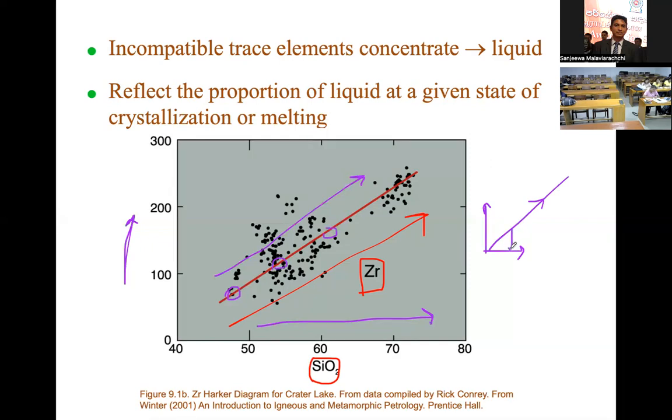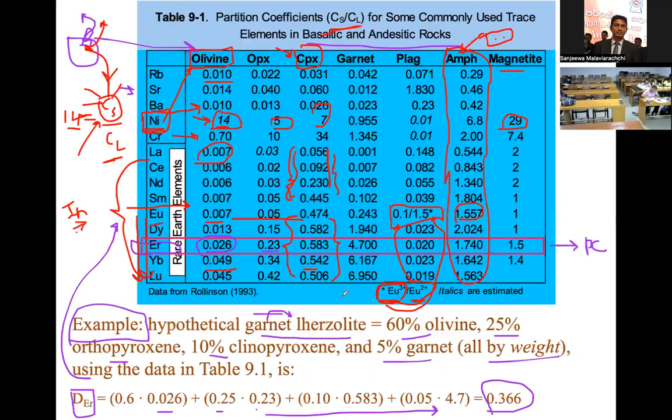If your trend is opposite, that means when you increase something, you might observe a decrease of another thing, the second variable. In that case, we call it an inverse correlation or negative correlation. Right? These positive and negative correlations are also important in these discussions. So for zirconium, we'll go back to the table and see the partition coefficients of zirconium.